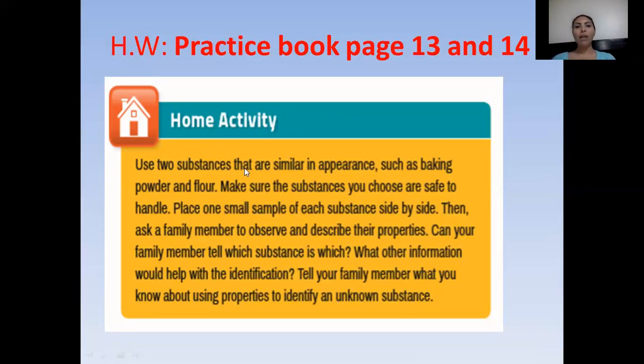Use two substances that are similar in appearance, such as baking powder and flour. Make sure the substances you choose are safe to handle. Place one small sample of each substance side by side, and then ask your family to observe and describe their properties. Can your family member tell which substance is which? What other information would help with the identification? Tell your family member what you know about using properties to identify an unknown substance.